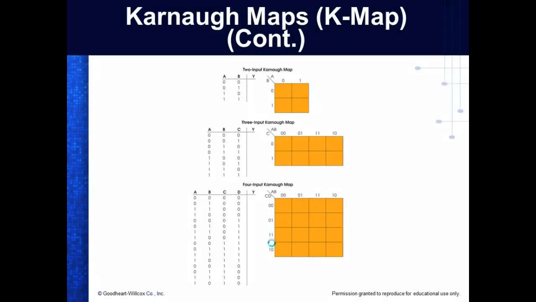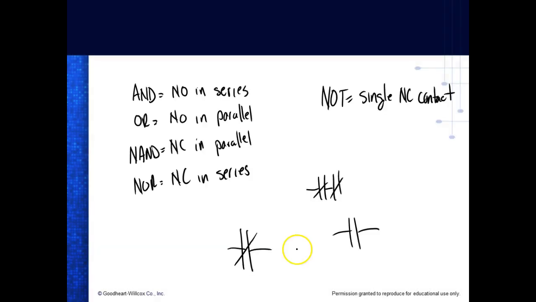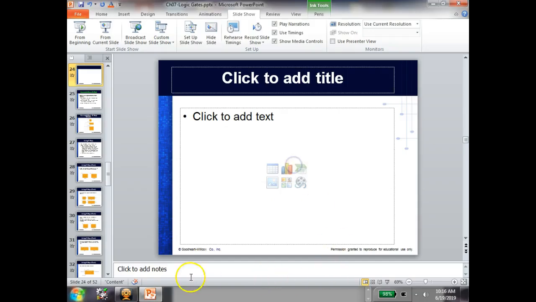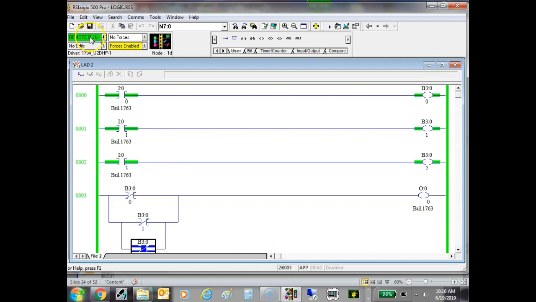So that's the next thing. So let's do the NOR. So let's discard this, bring up RSLogix, and we'll do our NOR. Since we've already got the normally closed contacts, should be fairly simple, right?